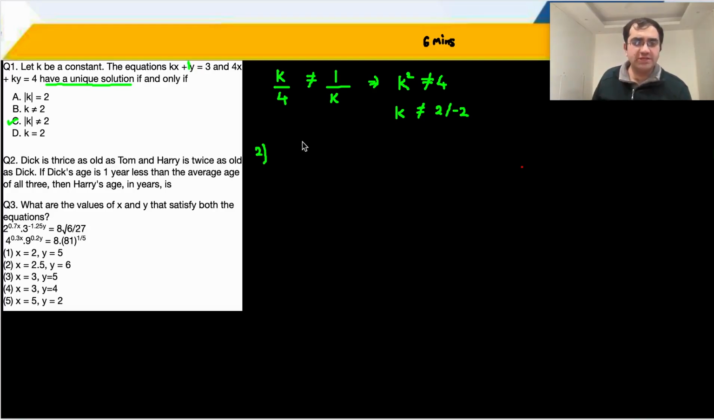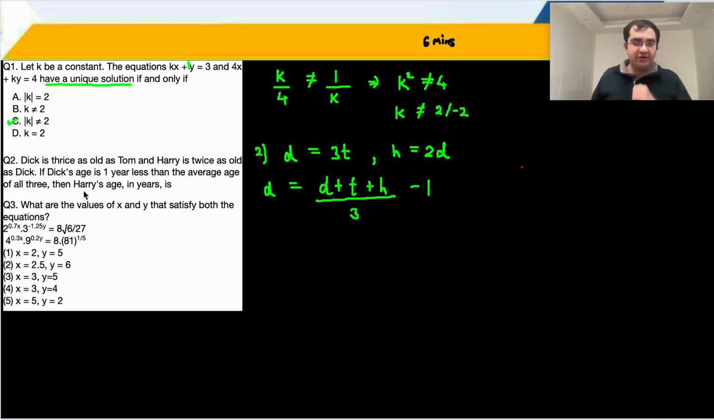Dick is thrice as old as Tom. So D is equal to 3T. Harry is twice as old as Dick. H is equal to 2D. If D is 1 year less than the average age of all three, D is equal to (D plus T plus H) upon 3, minus 1. Then find the value of H. Very, very simple. You just substitute some terms over here and you will get your answer.